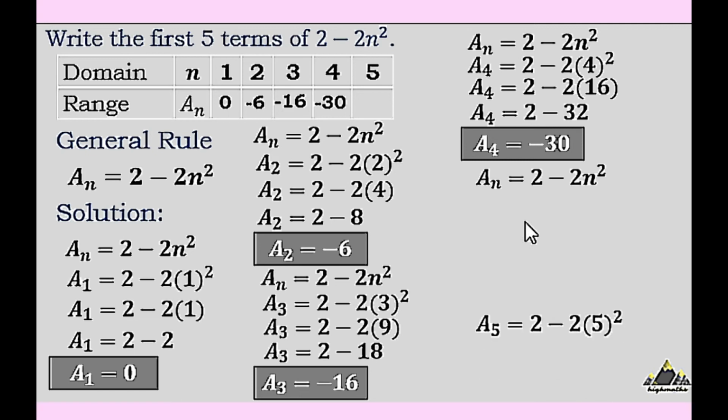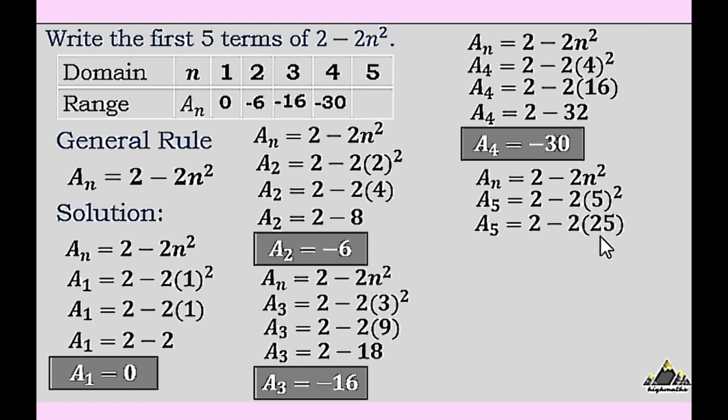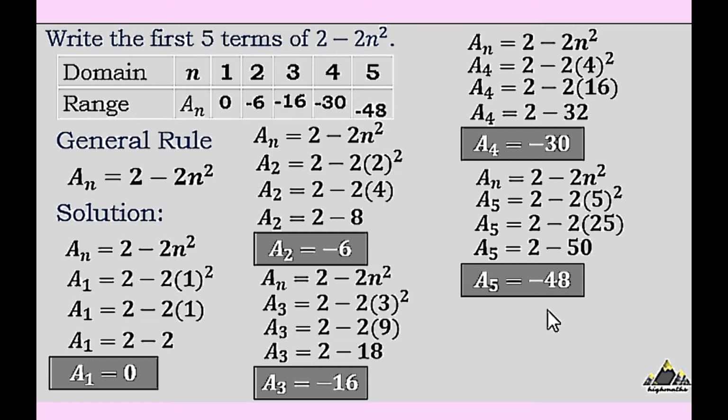Lastly, for our fifth term, we have to substitute 5 to the variable n. That is a sub 5 equals 2 minus 2 times 5 squared. So, 5 squared is just 25, or 5 times 5 is 25. We solve 2 times 25. We have 50. And lastly, 2 minus 50, we obtain negative 48. So, our fifth term is negative 48.